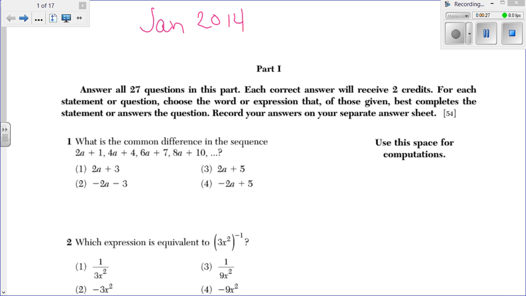So to find the common difference, you simply subtract 4a plus 4 minus 2a plus 1. So make sure you distribute your negative. So when you subtract, you'll have 2a plus 3, which is choice 1.